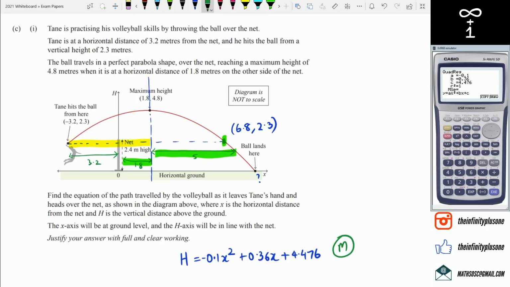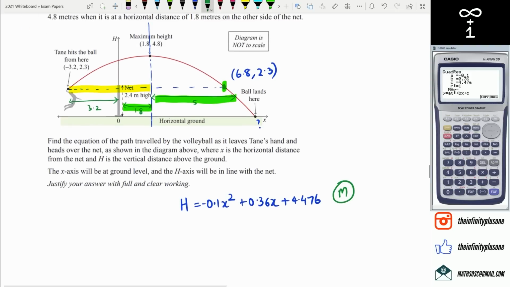And if you do want to learn the vertex form, guys, just look up my channel and look for finding equation of parabola using vertex form. There is a lot of examples there for you guys to have a go at. Cool. Okay, so let's have a look at the next question.